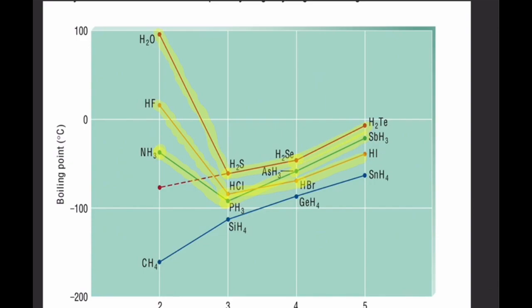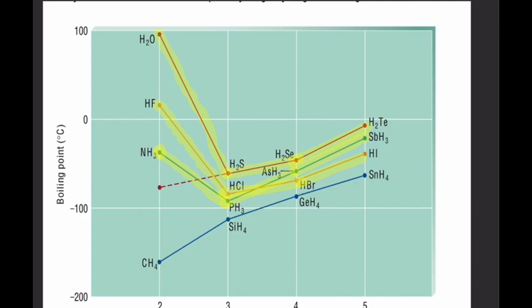This SbH3 molecule is polar in nature, so there is dipole-dipole force of attraction. Along with dipole-dipole force of attraction there are London forces also, the induced dipole force of attraction, which depends on molar mass. The greater the molar mass, the greater the London dispersion forces. So in SbH3 the net interactive forces are because of dipole-dipole interaction as well as induced dipole interaction.